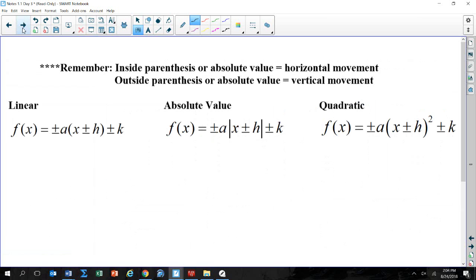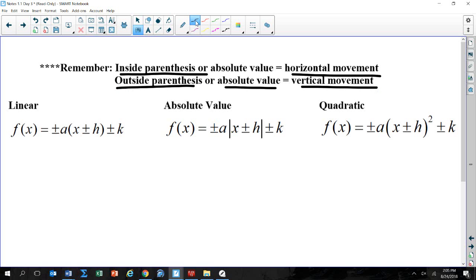Remember, when we're talking about equations, or when we're talking about functions, anything inside the absolute value or the parentheses is horizontal movement, anything outside absolute value or parentheses is vertical movement. Right? Inside parentheses, horizontal movement. Outside parentheses or absolute value, vertical movement. Let's keep that in mind.